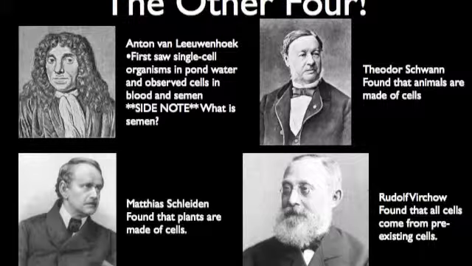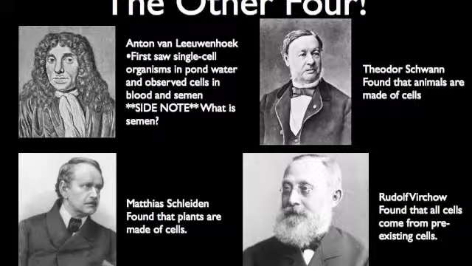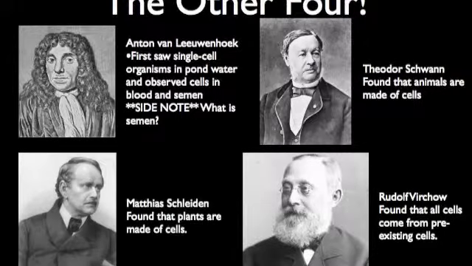There were 4 other scientists who were prominent in the discovery of the cell. The next one is Anton. He was the first one who saw a single-cell organism in pond water and observed cells in blood and semen. By the way, what is semen? This is a term that we will learn about later on, but you should become familiar with it now. Semen is a mixture of sperm and seminal fluids.